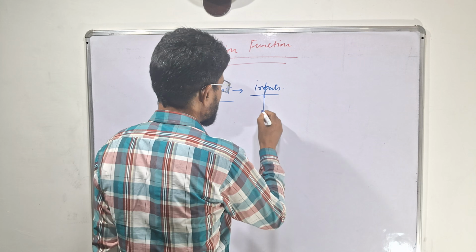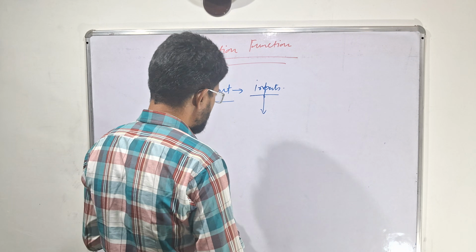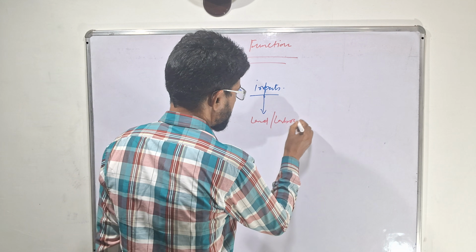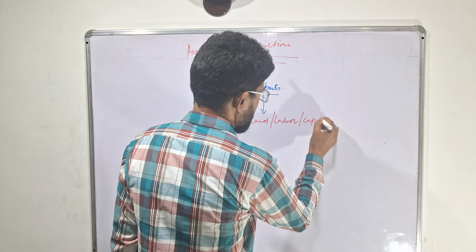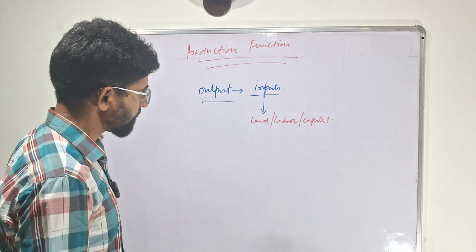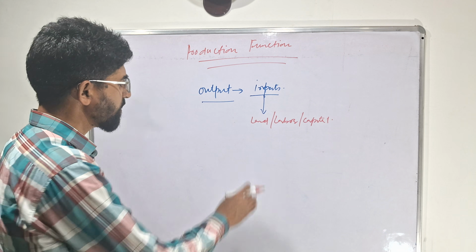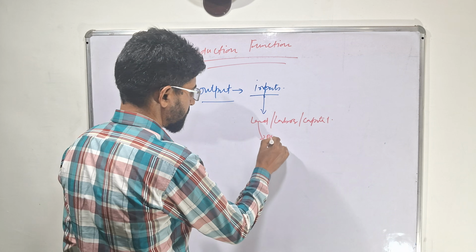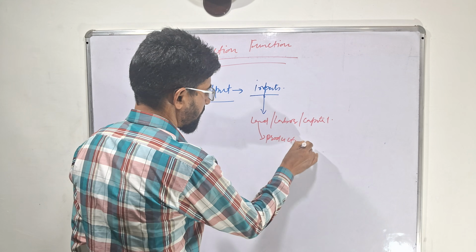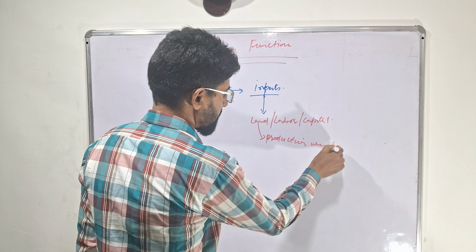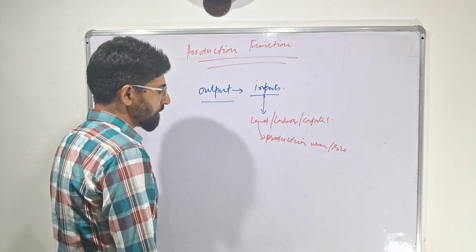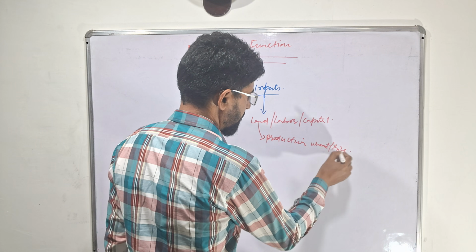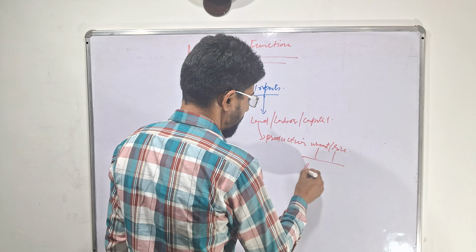What we call inputs? Inputs means land, labor, capital, and entrepreneur. We utilize land in order to produce a given level of output. For example, for production of wheat, rice, this we call level of output.